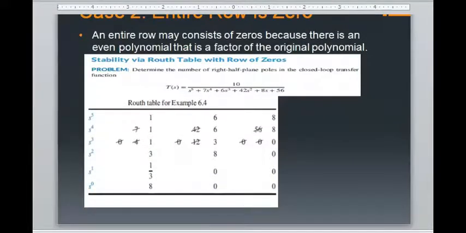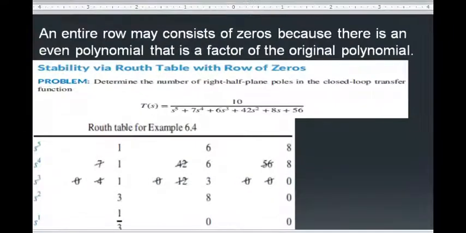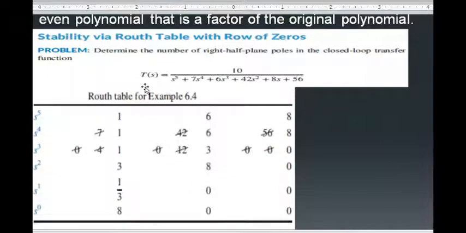So let's first consider this example. Following this example, it may make things clearer for us. It says: determine the stability via Routh table when there is a row of 0. So you have this closed loop transfer function over here, with S5, S7, S6, S8 and all of those. See here, what is the highest power? It's 5. So you start from S5 all the way down to S0.